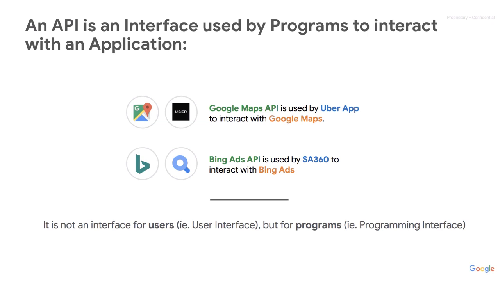In concrete terms, if we just take the acronym, API, Application Programming Interface, is an interface not for users but for programs. So it allows two programs to talk to each other. Here you have a super clear example about Uber, which is using Google Maps APIs to interact with Google Maps. So the users of Uber will be able to get information about location through this connection. And another example is the Bing Ads API, which is used by Search Ads 360 to interact with Bing Ads campaigns.